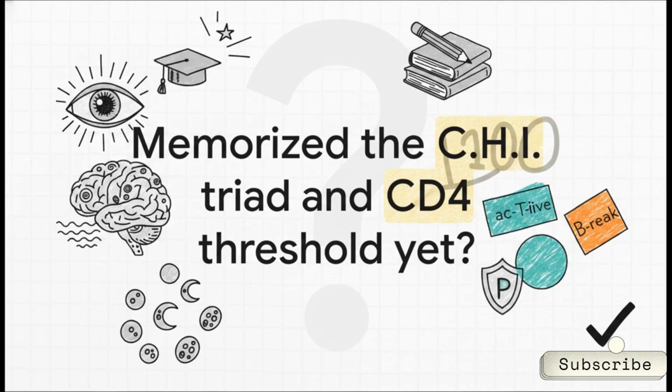Toxoplasma is famous for literally manipulating the brains of mice to make them unafraid of cats. So if it can rewire a rodent's basic survival instincts, what kind of subtle behaviors might it be changing in the billions of humans currently carrying it?